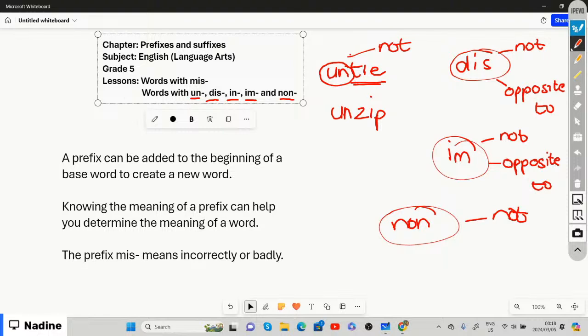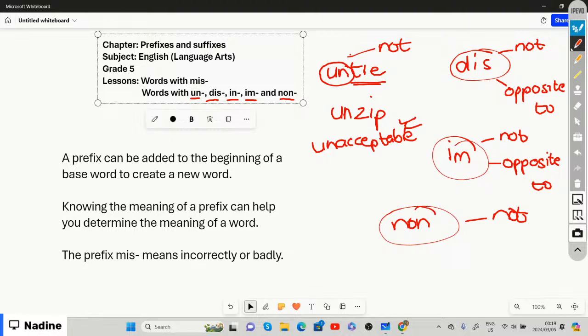Yes, unacceptable. It's correct, because acceptable means something good. Unacceptable means that it is not accepted at all. That means unacceptable. It is not accepted at all. So unacceptable, that is correct. Well done.